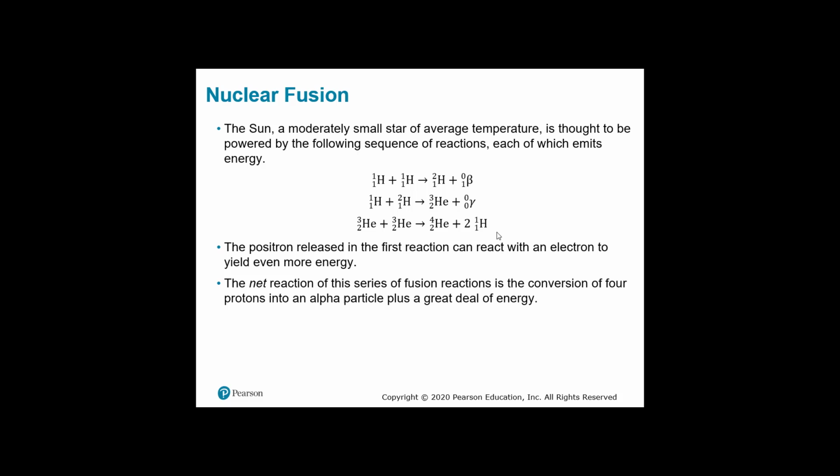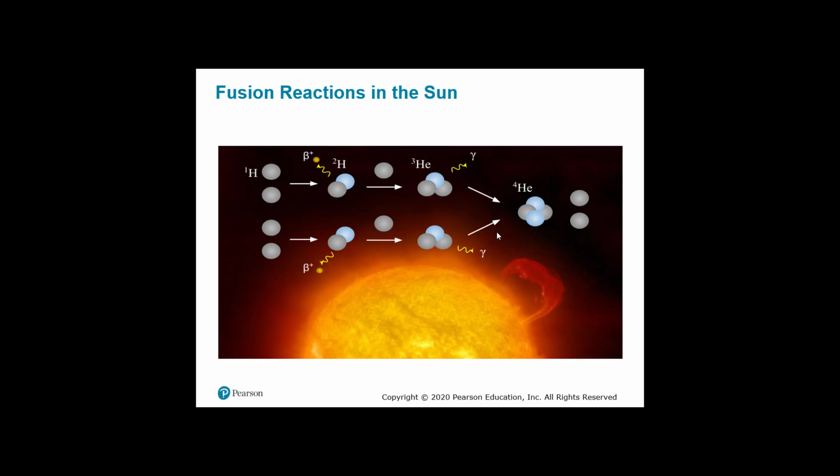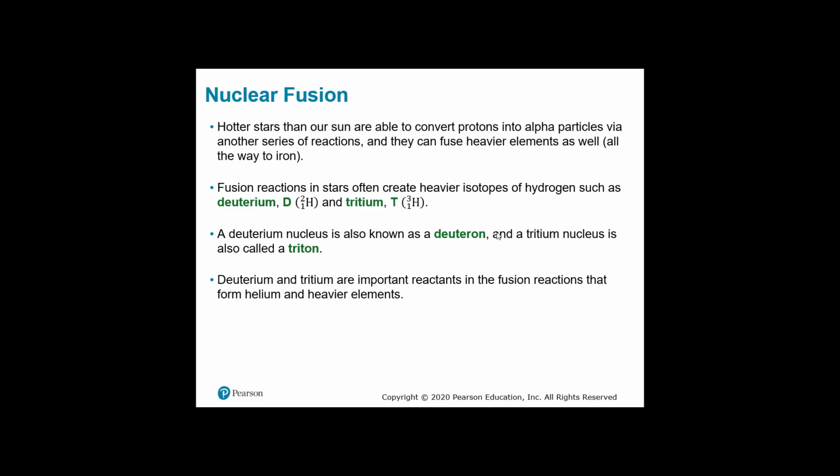The sun, a moderately small star, which I like how they put that, of average temperature, is powered by the following sequence of reactions. So we're dealing with hydrogen isotopes and helium isotopes. The positron released in the first reaction can then react with an electron to yield even more energy. The net reaction of this series of fusion reactions is the conversion of 4 protons into an alpha particle plus a great deal of energy. I'm not going to ask too many specific things about this, if I do at all. Here's just a nice picture of what they're saying is happening here and what type of decay is going on.